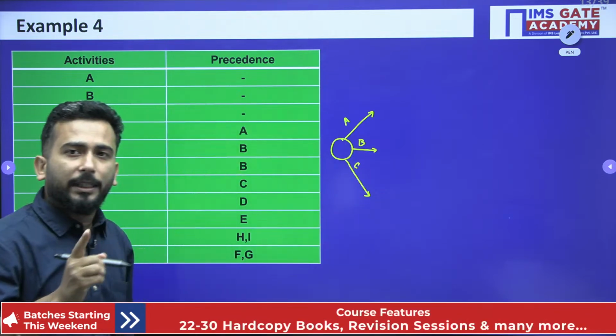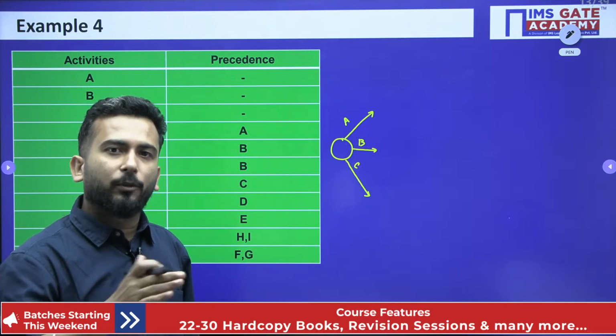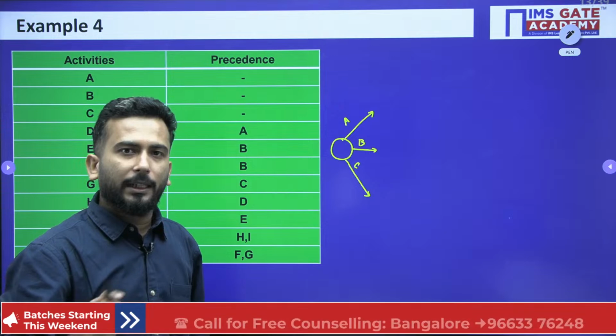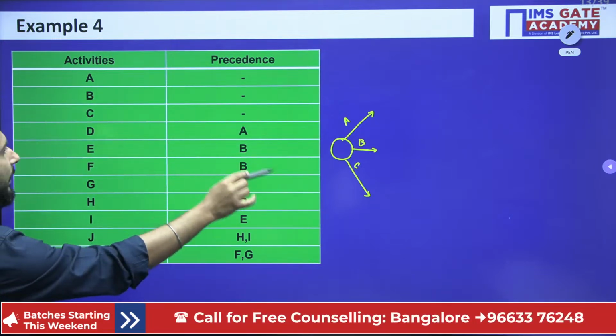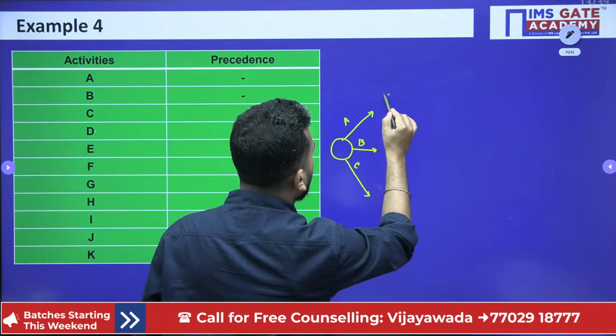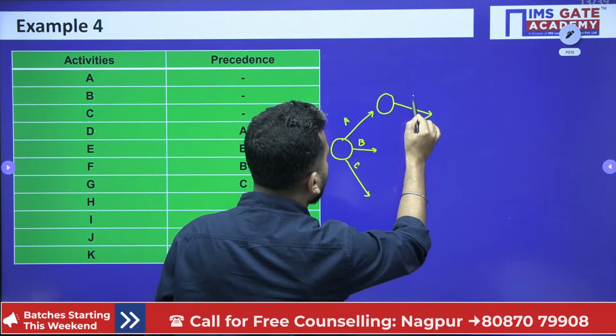My dear friends, let me tell you one thing: don't expect that you will be drawing a perfect network diagram right from the beginning. If you have to erase something, be prepared for that. Fine. So A, B, C I have drawn. Now D has a precedence of A. So wherever A is ending, I am starting D.